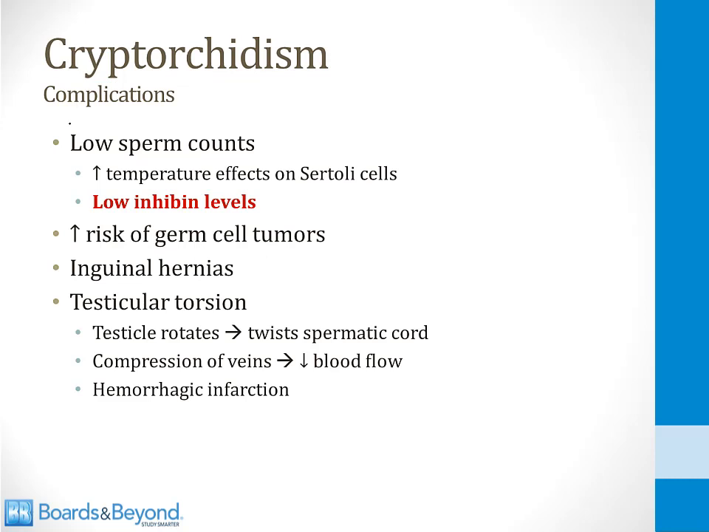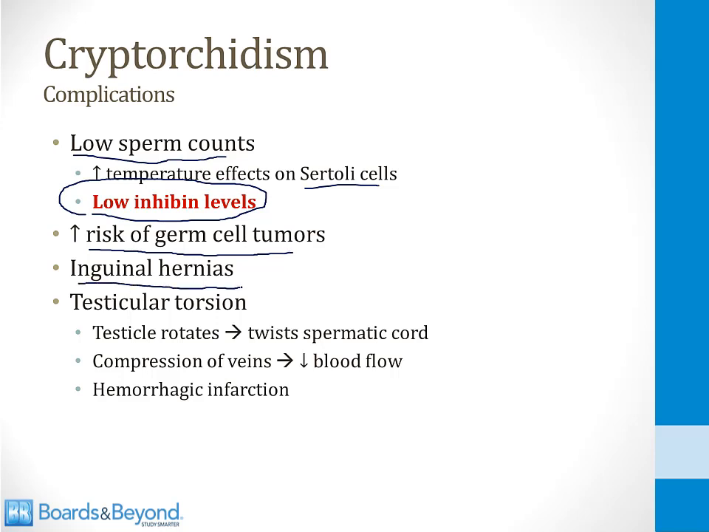So undescended testes lead to low sperm counts. That's because of the effect of higher temperature on the Sertoli cells. In addition, there will be low inhibin levels, and I've bolded this because this is the type of thing they like to ask you on step 1. Undescended testes carry an increased risk of development into germ cell tumors, and for this reason they need to be corrected or removed. In addition, children with cryptorchidism often have inguinal hernias.